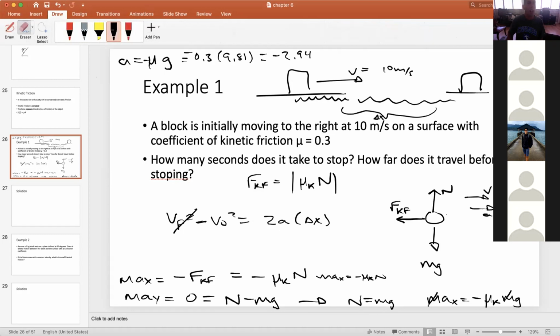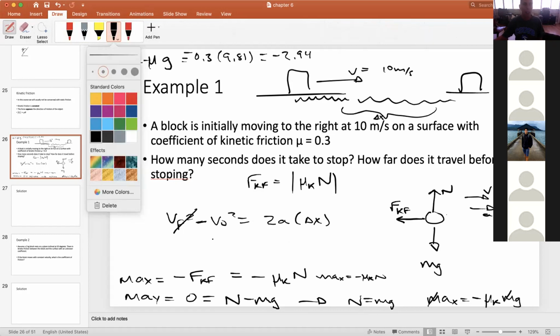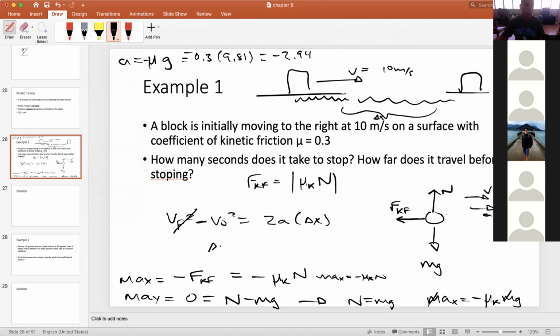I get that, solving for delta x, it is negative v naught squared over 2a, negative 10 meters per second squared over 2 times a, which is negative 2.94, and that gives me 100 divided by 2 times 2.94, about 17 meters.